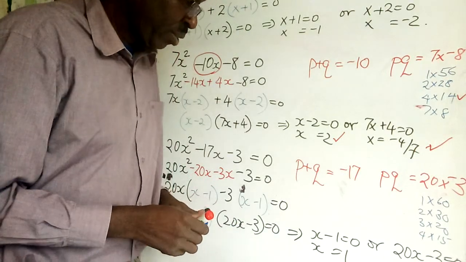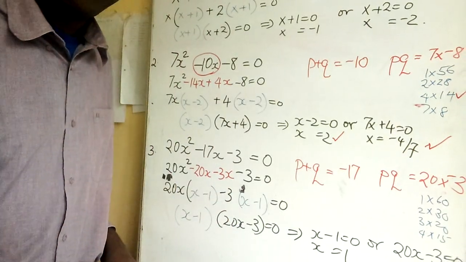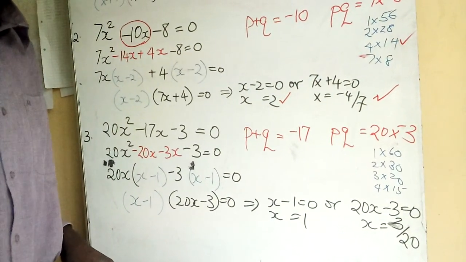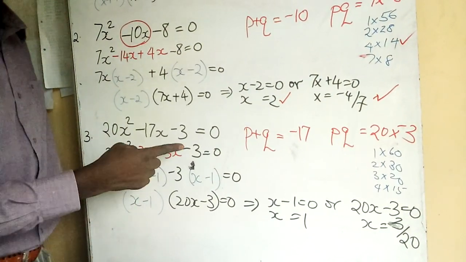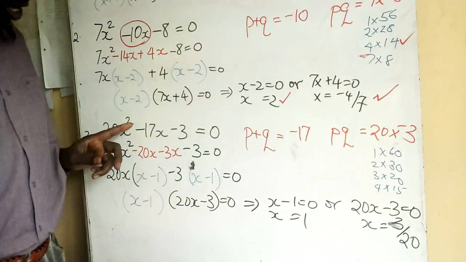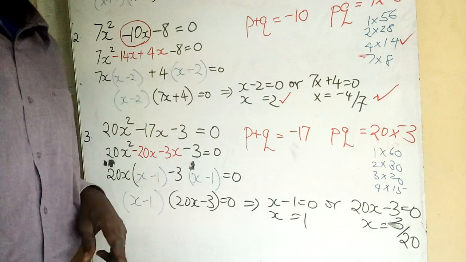Correct. Okay. So we want to go down deeper. We look at another example down deeper. Yes, I think the focus is there now. Down here. Third example: 20x squared minus 17x minus 3 is equal to 0.